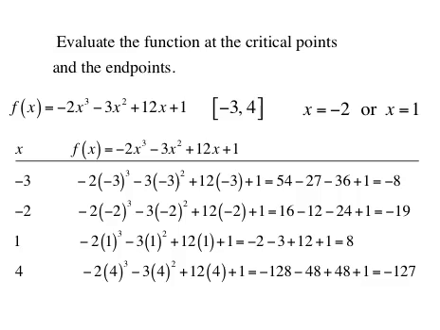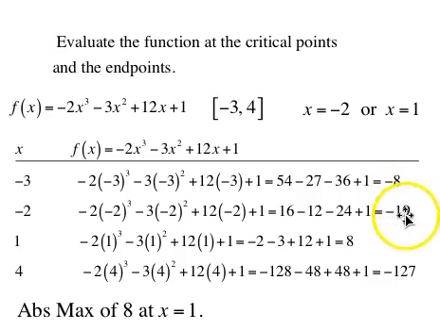We're going to first look for the absolute max. What is the highest number that we see here? Negative 8, negative 19, 8, negative 127. Absolute max of 8, where does it occur? At x equals 1. How about an absolute min? What's the lowest number we see? Negative 8, negative 19, 8, negative 127. Absolute min of negative 127 occurs at the endpoint of 4.